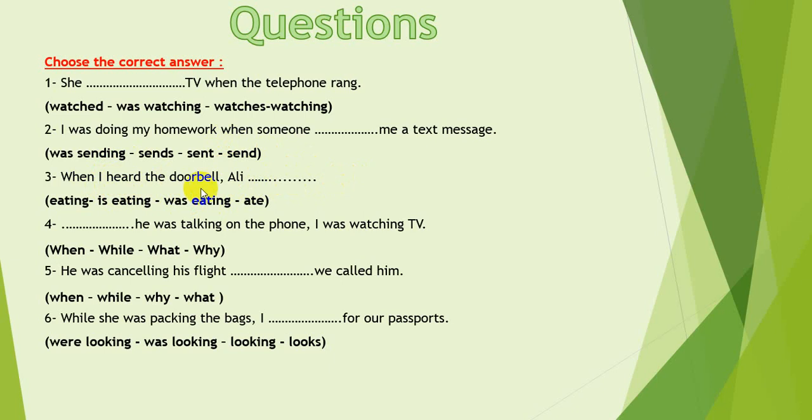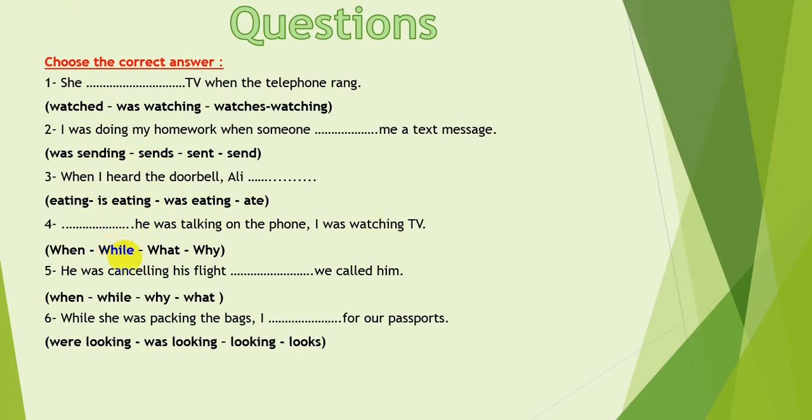Great. Now, number 4. Pay attention. It says he was talking on the phone. I was watching TV. Do you remember when I told you when in the same sentence I'm using 2 actions in the past continuous, that means that they were parallel, okay? And in this case, what do I use? Excellent. It's gonna be while. While he was talking on the phone, I was watching TV. They're both happening together, parallel, okay? Great. And I used while.